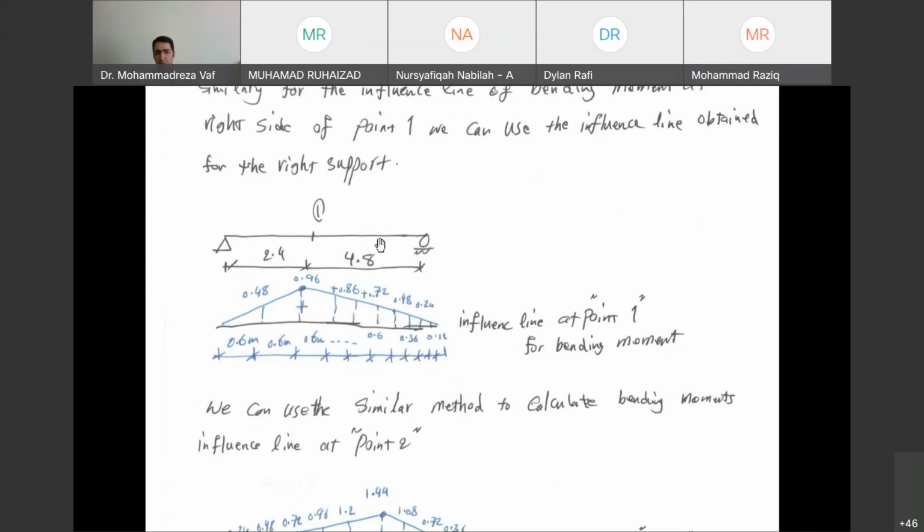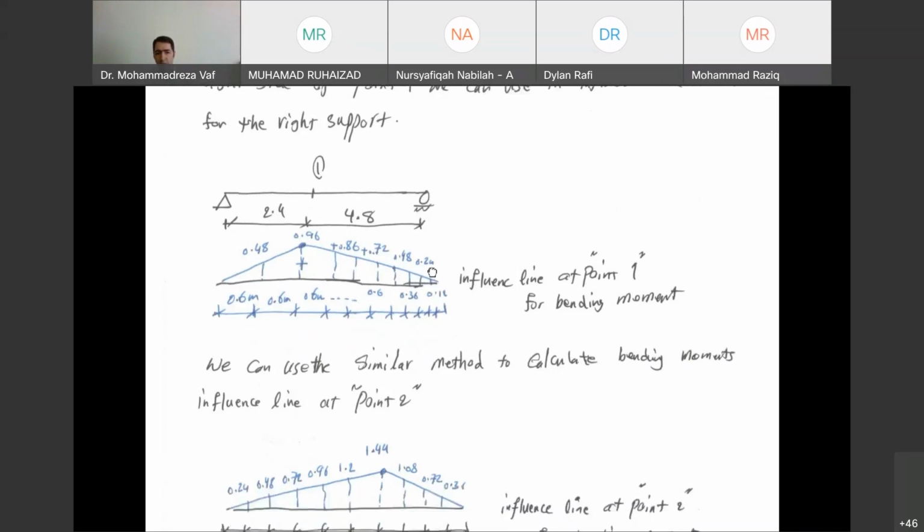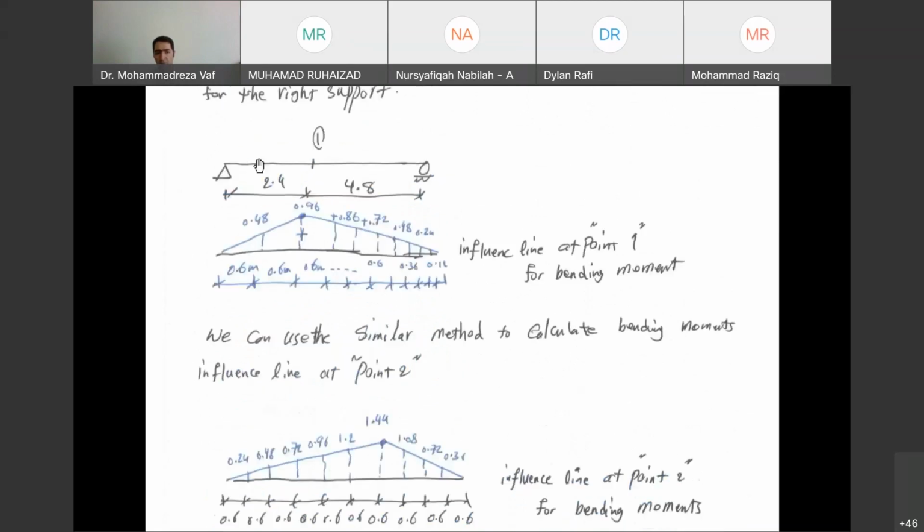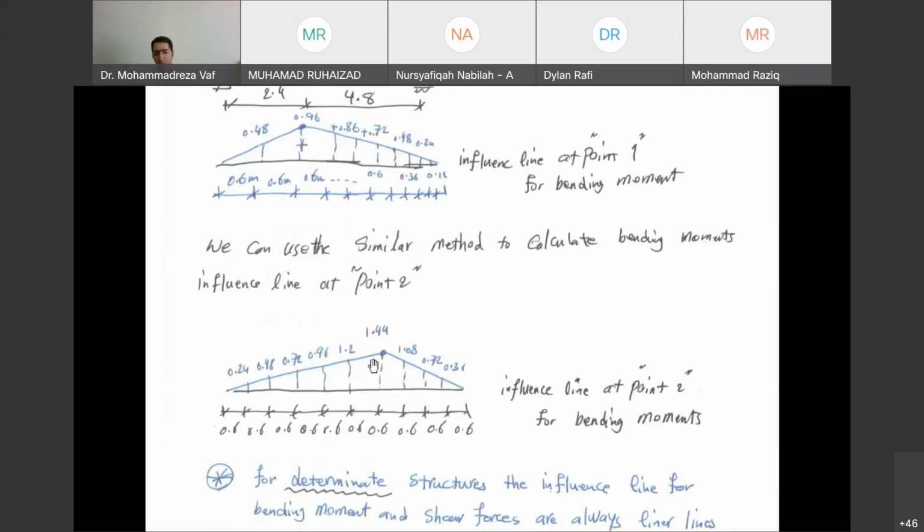If you want to draw it for point 2, which is a little after point 1, you can do the same calculation, meaning you divide your beam into two pieces: when the load is before point 2 and when the load is after point 2. When it is before point 2, you get the bending moment based on RB. When it is after point 2, you get it based on RA. And again you can get the value of bending moment for point 2.